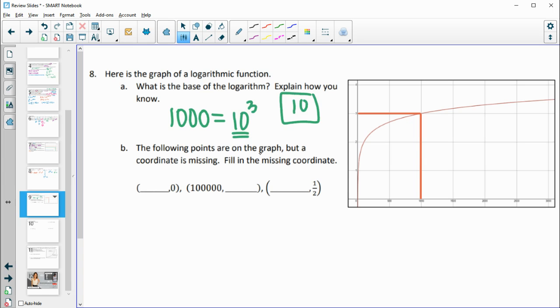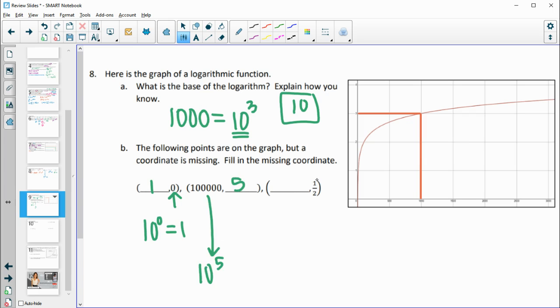So find the missing points on the graph. So the following points are on the graph, but there's a missing coordinate. So we know these are on this graph. So fill in the missing coordinate here. So basically, this is the exponent, or this is the output, right? The exponent on 10. Okay, so if the exponent on 10 is 0, what is the output? And that's going to be 1. So 10 to the 0 power is 1. For 100,000, so 100,000 is 10 to the 5th power. So the exponent kicking back out on the 10 here is 5.